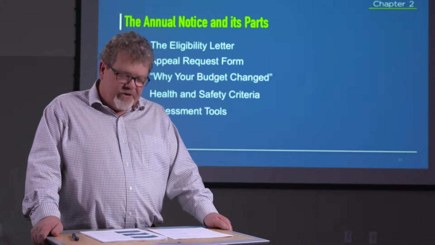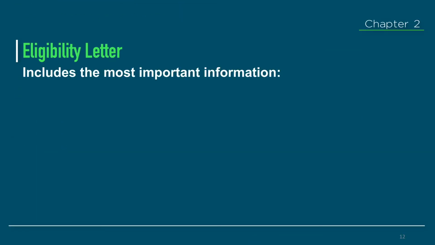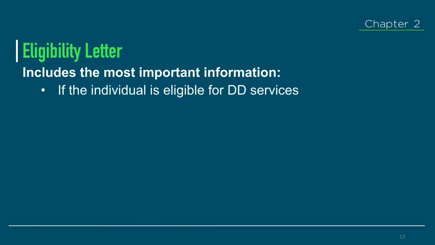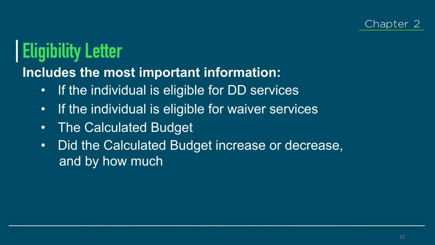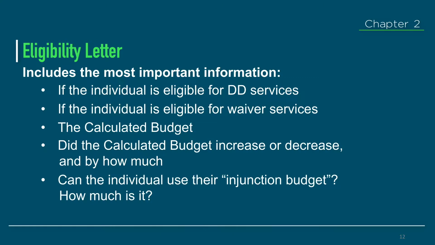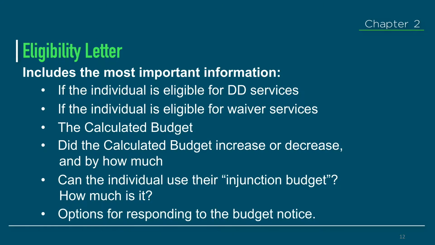Let's start with the eligibility letter. The eligibility letter includes the most important information. It indicates whether the individual is eligible for developmental disability services, if they're eligible for waiver services, the calculated budget that has been prepared for them, whether the calculated budget increased or decreased, and by how much, whether the individual can use their injunction budget and how much it is, and options for responding to the budget notice. We're going to go over each of those in this chapter.